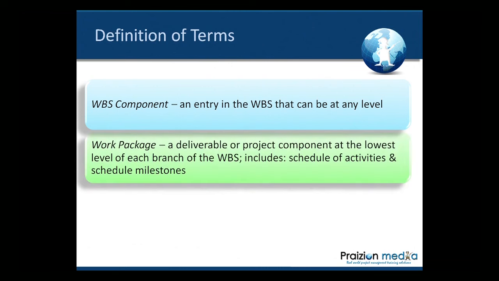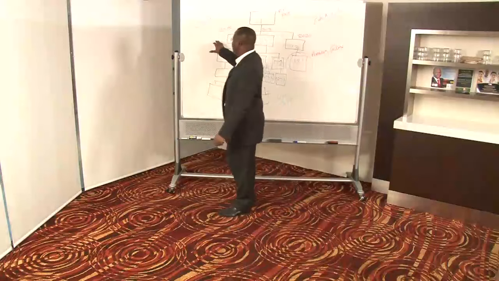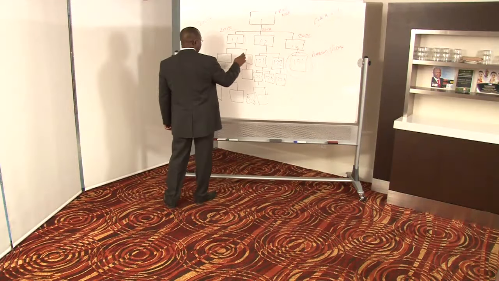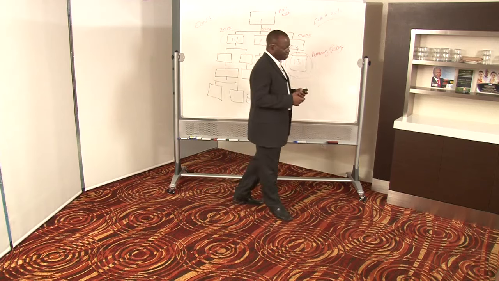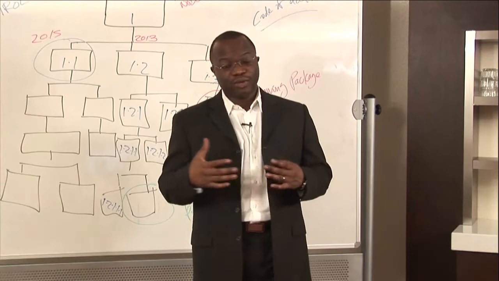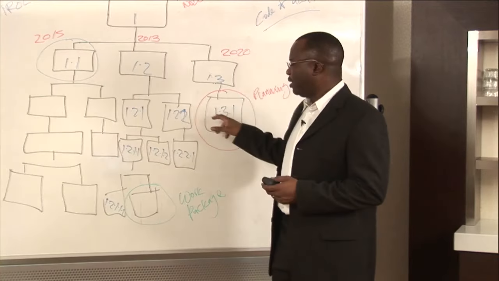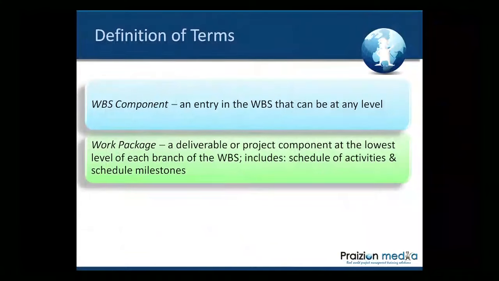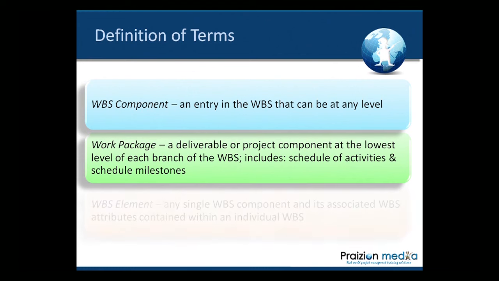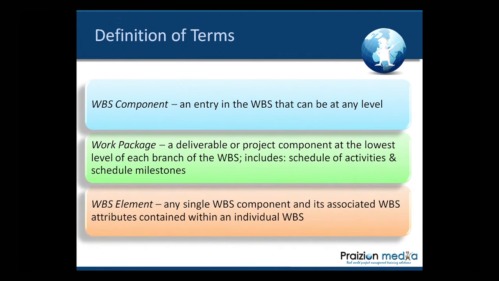Still on our definition of terms, when I use the word WBS component, I am talking about any and all of these different boxes. These are different components. They are all components of a WBS. You could use the term WBS elements or WBS components. It is referring to these different boxes in the WBS. All right? What about work package? Take a look at the definition. It says a deliverable or project component at the lowest level of each branch of the WBS. How about WBS elements? Same thing. When I talk about component, element, I'm really referring to the same thing.